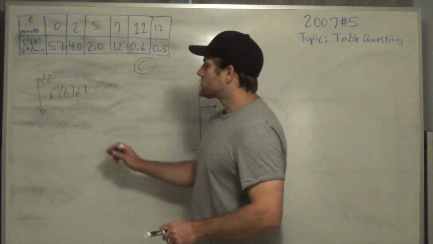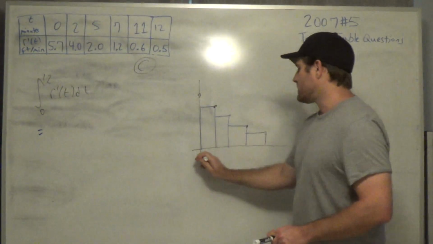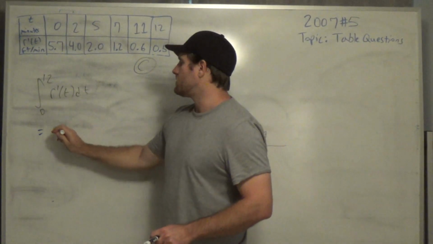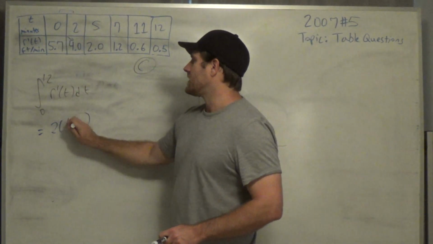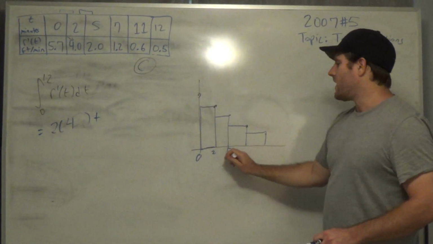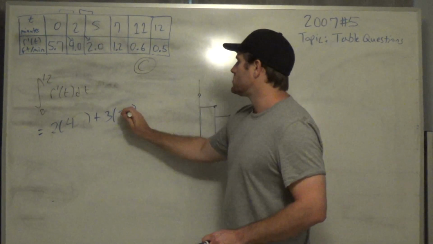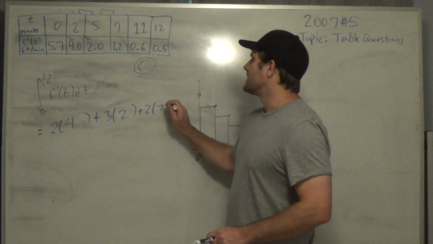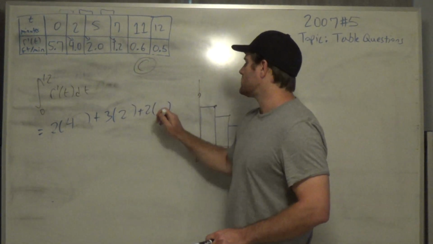For each rectangle here, I need to see the base. The distance between these is the base. If this is a 0 and a 2, how far apart are these? That's a 2, so the base is 2. With a right-hand rectangle, you pick the one on the right for the height, so the height is 4. For the second rectangle, 2 and 5, those are 3 away. Again, we're using the height on the right-hand side, which is 2. For the next rectangle, 5 and 7 are 2 apart, and the height is 1.2.